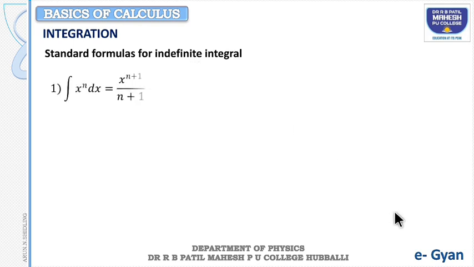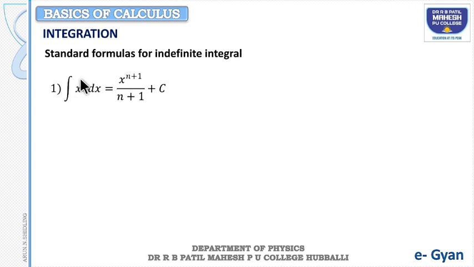Moving ahead, let us try to write down some of the standard formulas for indefinite integrals, so without limits. The first one would be integration of x raised to n dx.